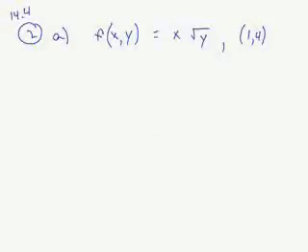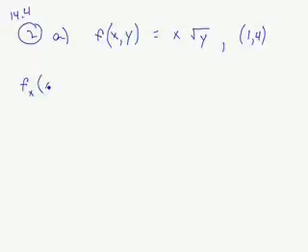Okay, this is number 2A from section 14.4. You're given f of x, y equals x times the square root of y, and at the point (1, 4), you're asked to explain why f is differentiable, and then you want to go ahead and find the linearization of f. So, first of all, to explain why f is differentiable at the point (1, 4), take both partials.